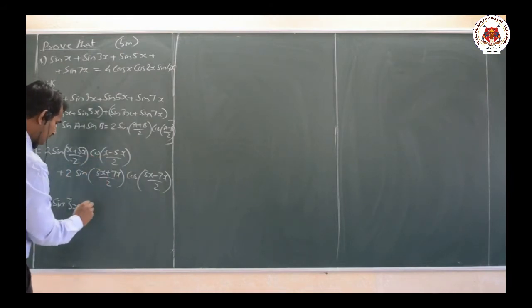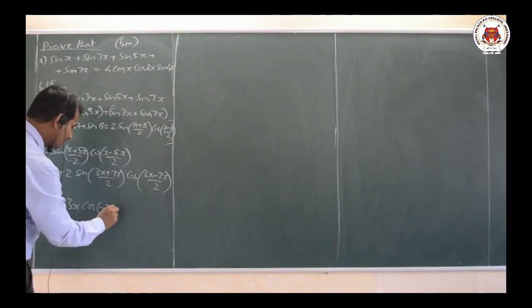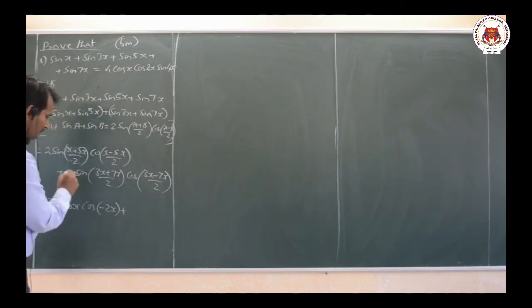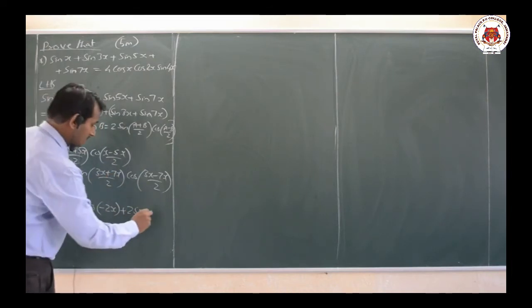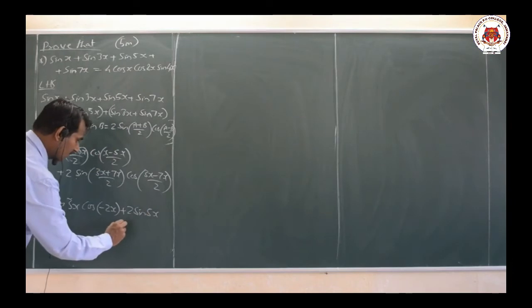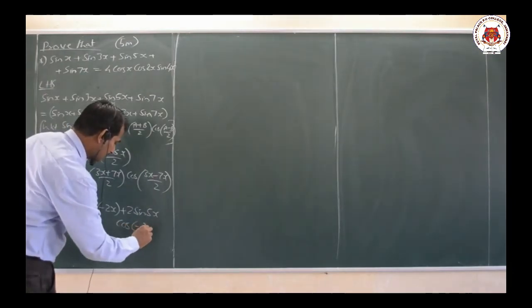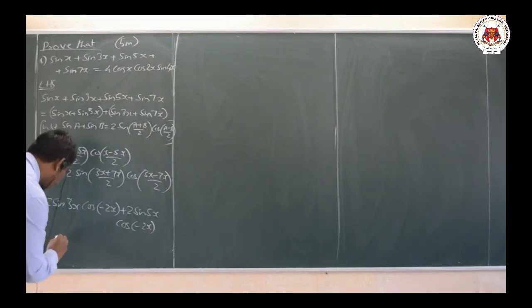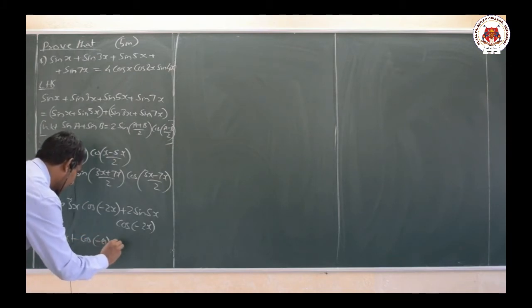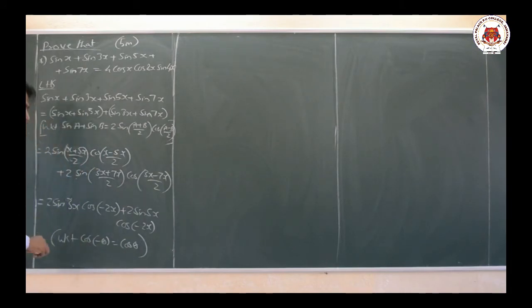x minus 5x minus 4x by 2 means minus 2x, plus 2 sin of 10x by 2, that is nothing but 5x, into cos of minus 4x by 2, that is minus 2x. Now here, what is the value of cos of minus theta? We know that cos of minus theta is equal to cos theta, because it comes in the fourth quadrant.